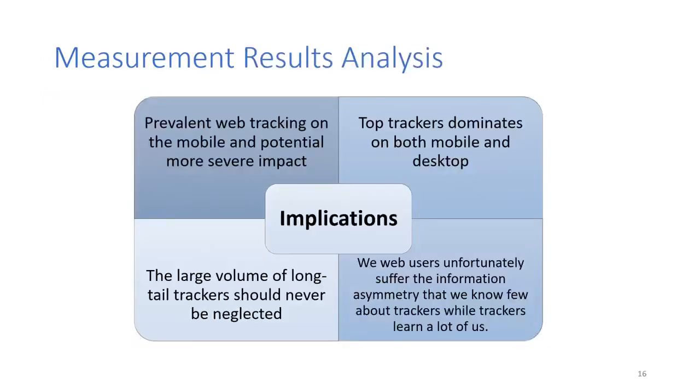There are several implications from those results. First, web tracking in the mobile environment is almost as prevalent as that in the desktop environment. However, we think the potential impact could be more severe, especially when you consider how people use their smartphones in their daily life. Second, top trackers are dominating in both mobile and desktop environments.